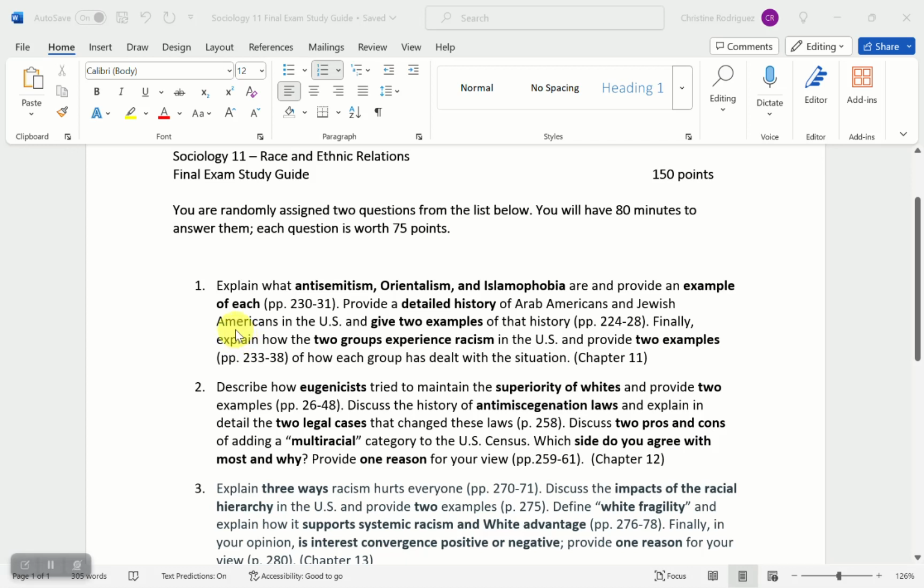This is the overview for the final exam study guide. There are four questions you will be randomly assigned to, as you have been in the past. Let's get started.